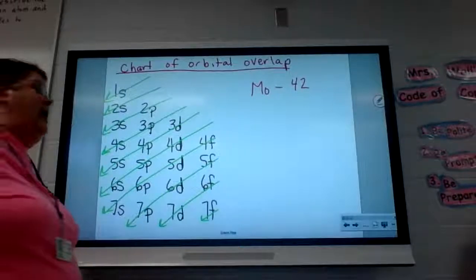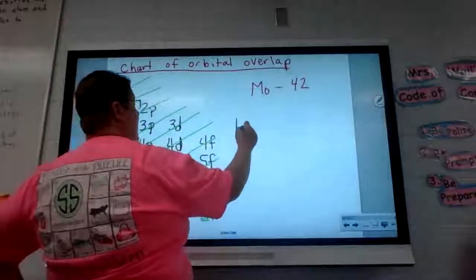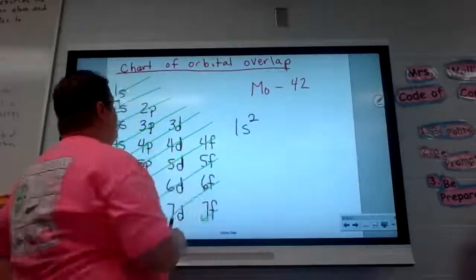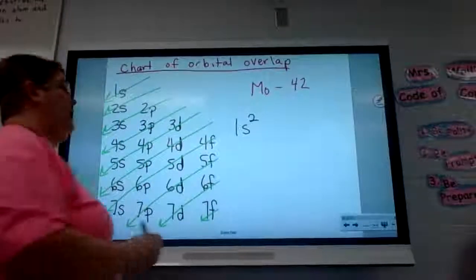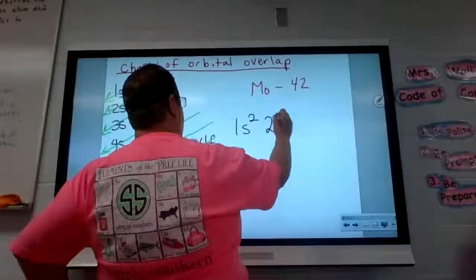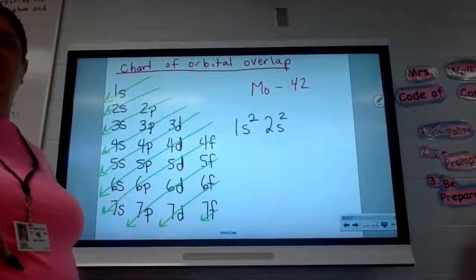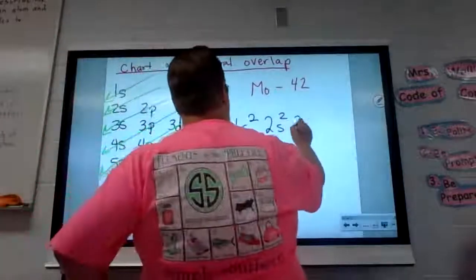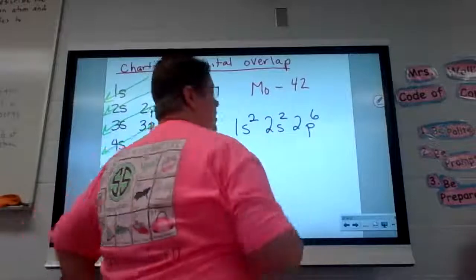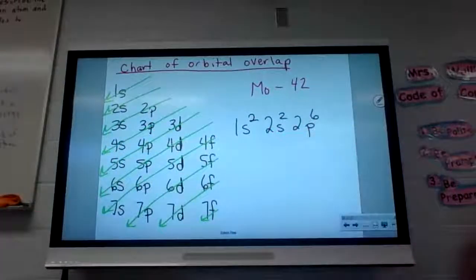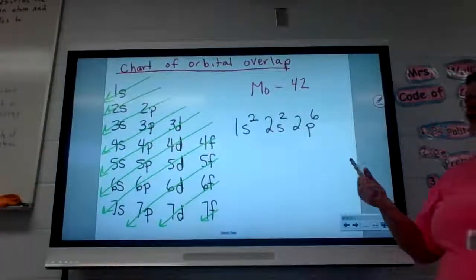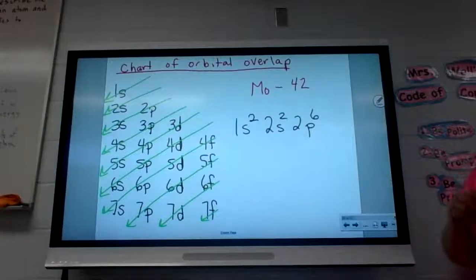All right, so what comes first? 1s. How many can I put in s? 2. Okay, what comes next? 2s. How many can I put in s? 2. Good. What comes next? 2p. How many can I put there? All right, how many have I placed thus far? Not enough. 2 plus 2 plus 6 is 10.